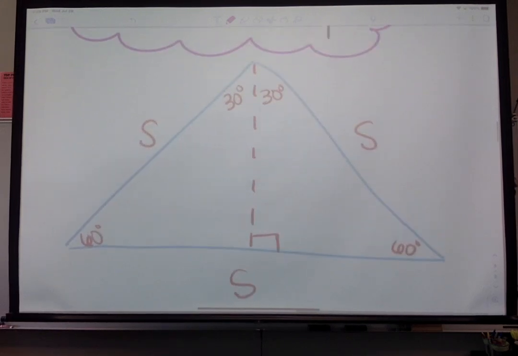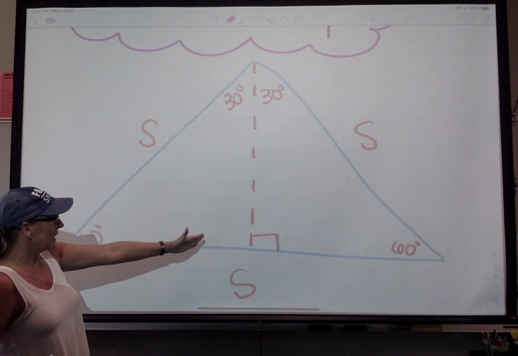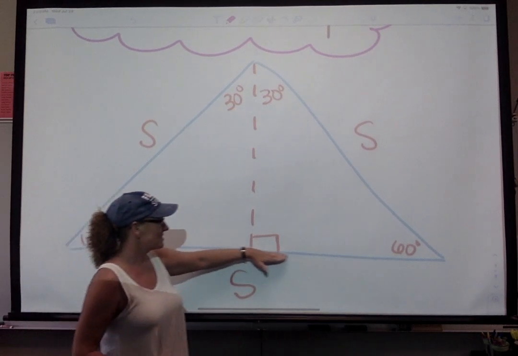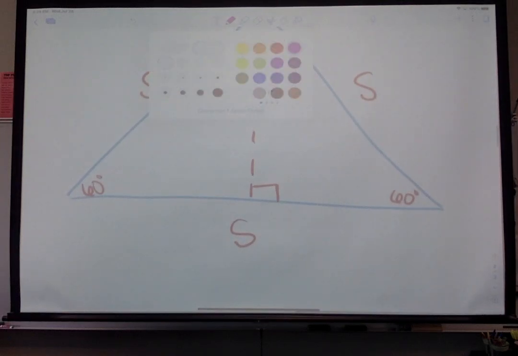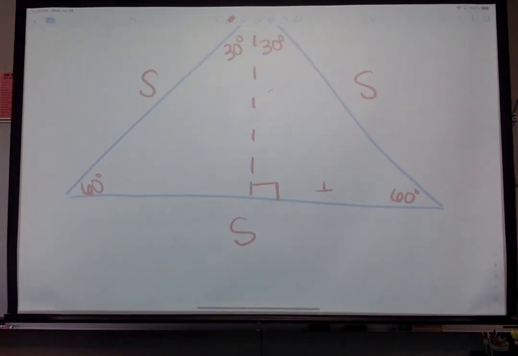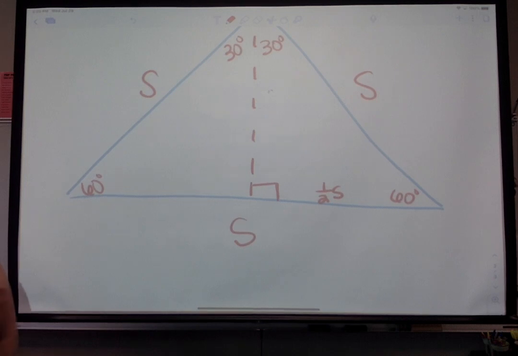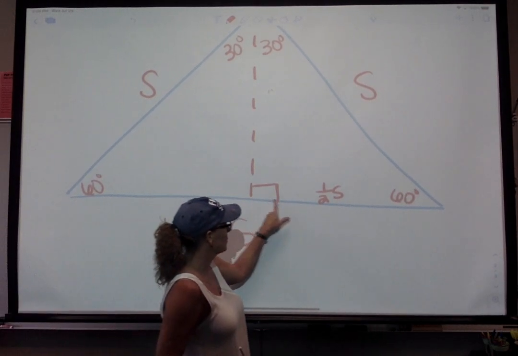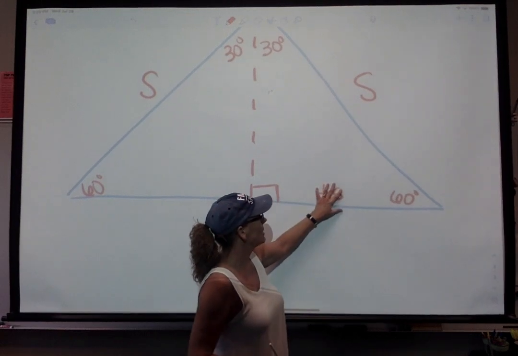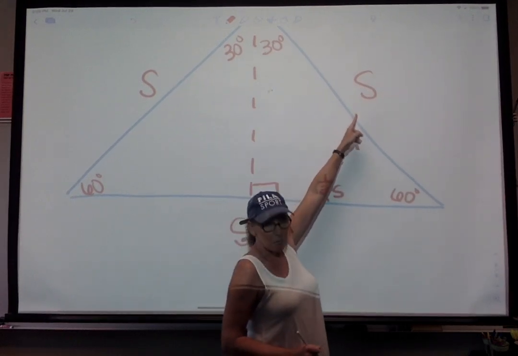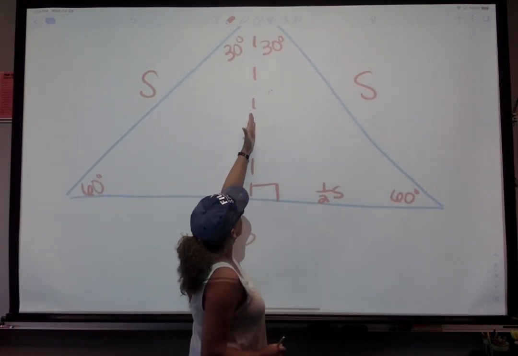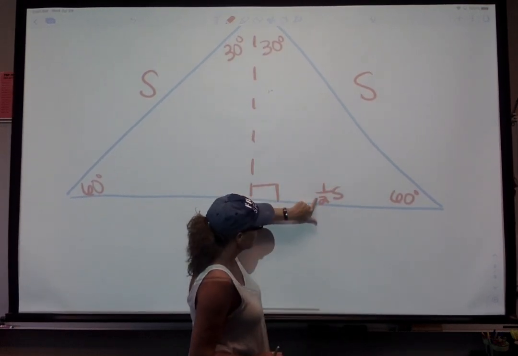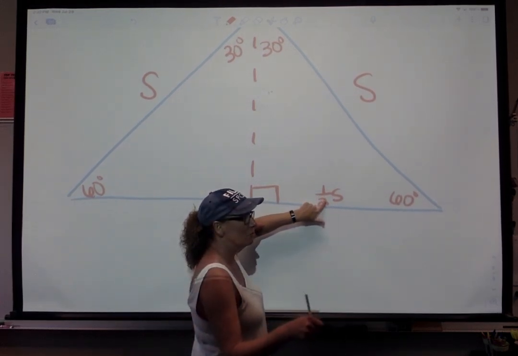Okay, now that I've done that, this height of my equilateral triangle cuts this side length in half. So this measurement down here is 1/2 s. Just from here to here, this is 1/2 s. The hypotenuse is double that, so 1 s. And then my long leg is going to be this times radical 3.